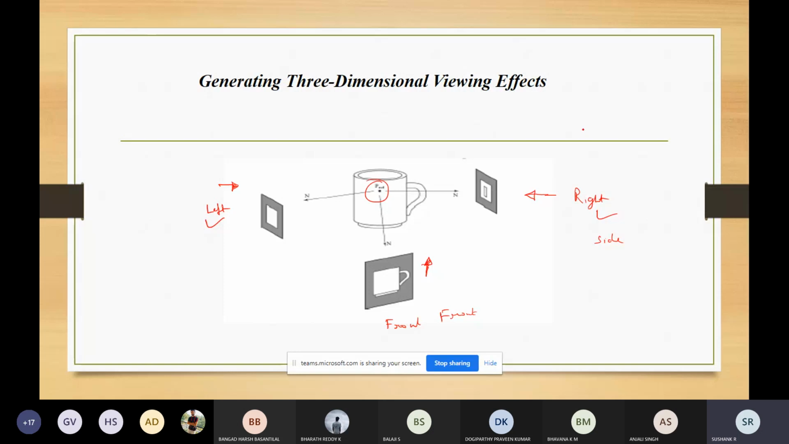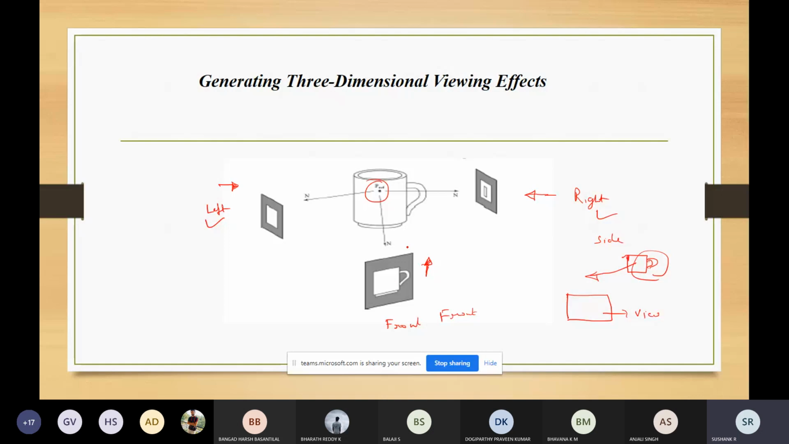So the other method is you can keep the viewing parameter, which you assume here, as constant, and you can just draw the example of this cup only. You can apply geometric transformation on this object, like moving the object into the viewing frame, then rotating this object to get the different views, side view, front view, like that.